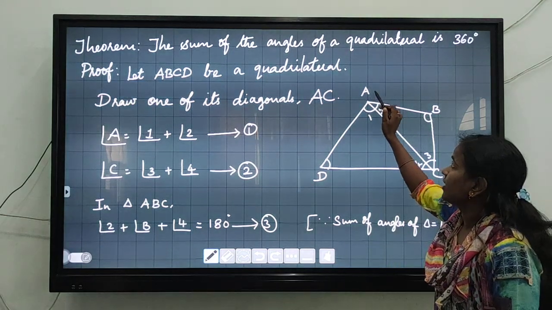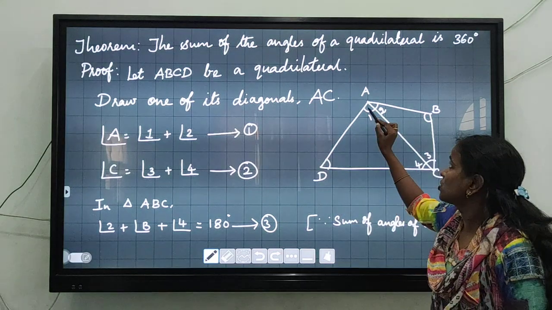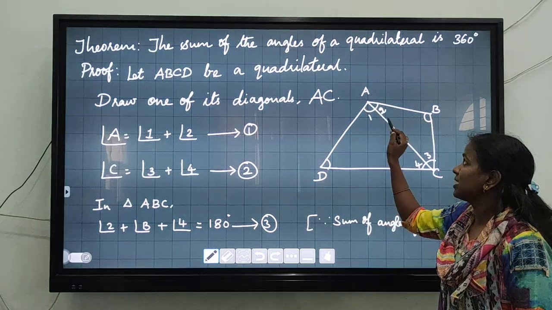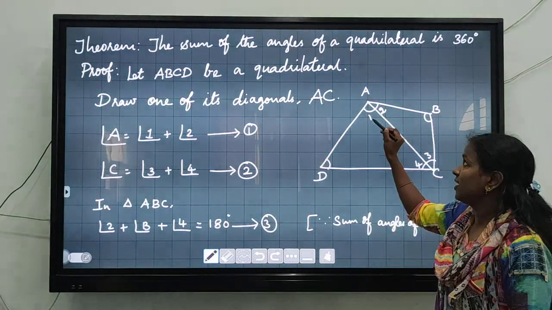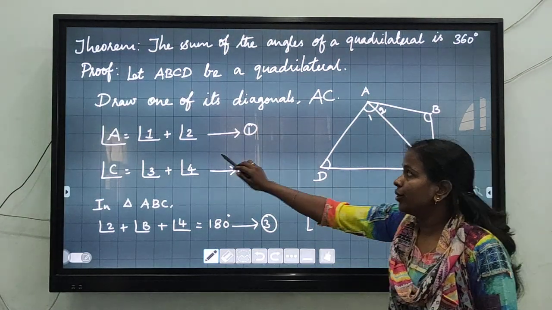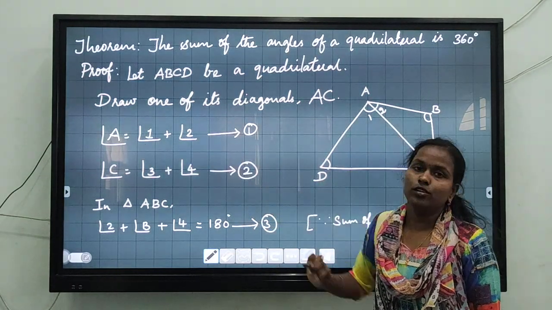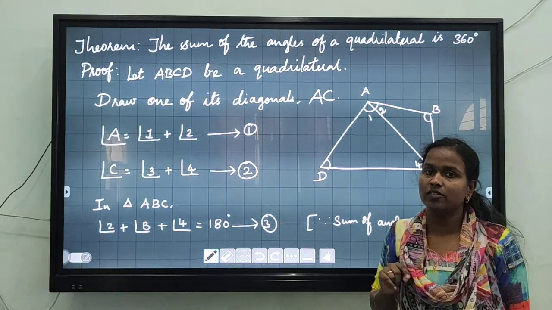So angle A equal to, I can write angle 1 plus angle 2, because this whole angle is equal to angle A. So because of this diagonal, angle A is divided into 2. So I am going to write angle A equal to angle 1 plus angle 2. I am taking that as equation number 1. That is the first equation.